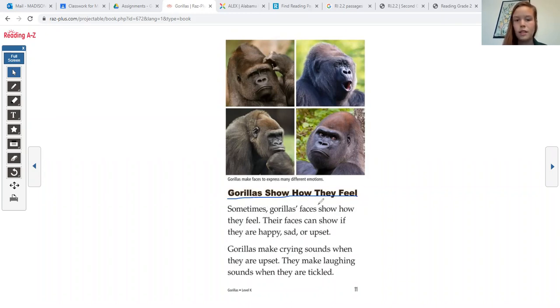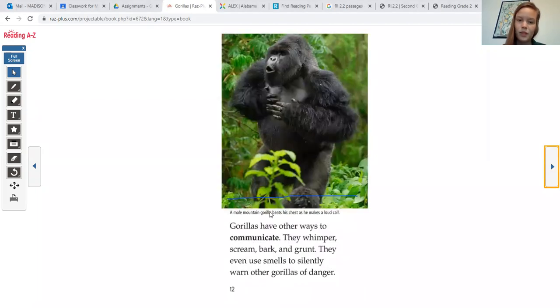Sometimes gorillas' faces show how they feel. Their face can show if they are happy, sad, or upset. Gorillas make crying sounds when they are upset. They make laughing sounds when they are tickled. Gorillas have other ways to communicate. They whimper, scream, bark, and grunt. They even use smells to silently warn other gorillas of danger.